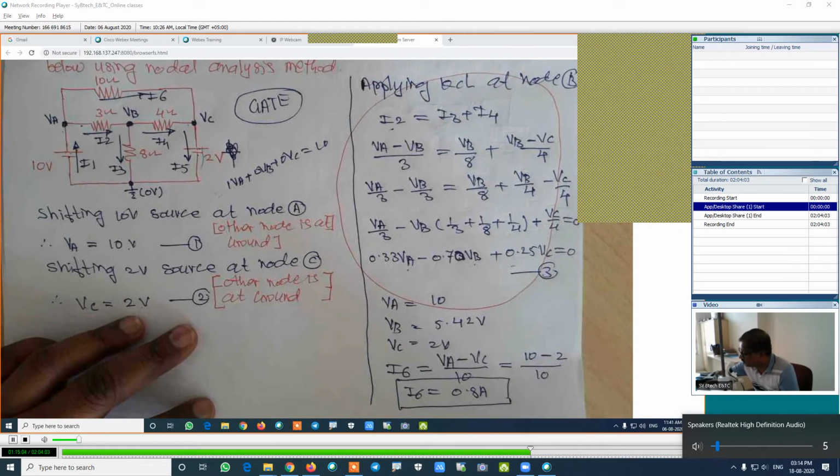But if another current was asked, maybe I4, maybe I3, we would have to calculate VB. That is why I completed the first method completely.